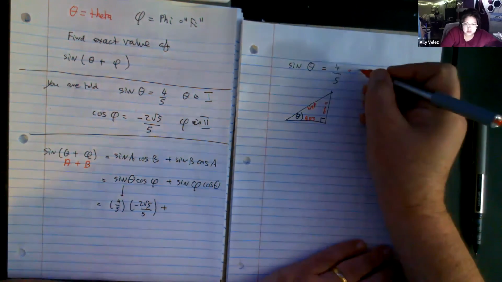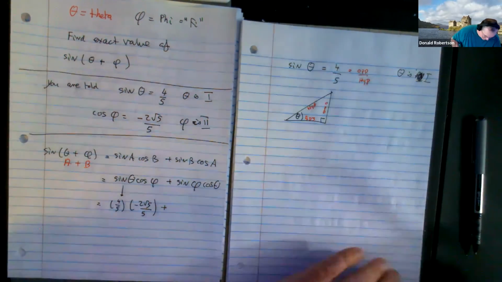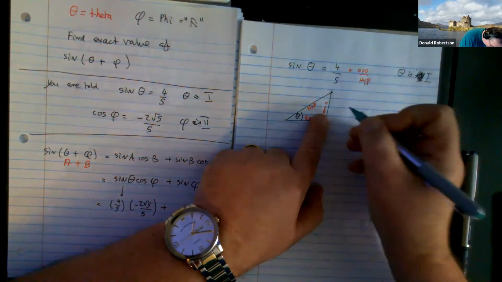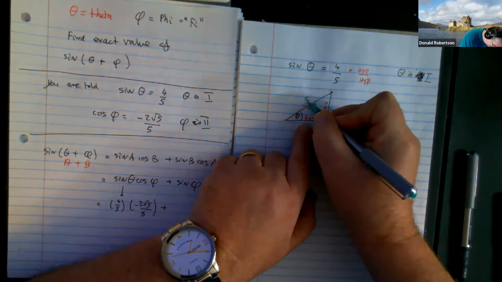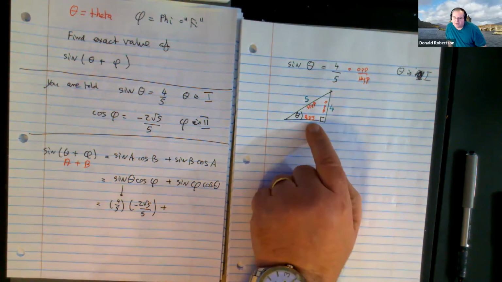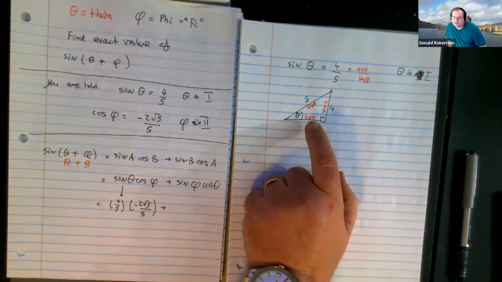Opposite over hypotenuse. Great. And since the top is the opposite, doesn't that make this one 4? And since the hypotenuse is here, doesn't that make this one 5? Do you see how I'm creating the numbers for this triangle? Now, there's only one side missing, isn't there? The adjacent. How would I find adjacent?